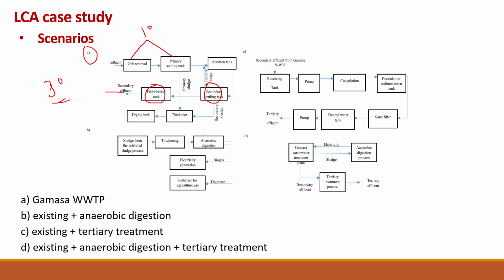Now the first scenario which they have given is they have integrated an anaerobic digestion process, and they are using the biogas which is produced from AD for electricity generation, and the digestate as fertilizer for agricultural use. Now in the third scenario, they have considered this tertiary treatment. They have integrated the tertiary treatment process, and in the fourth scenario, they have both the tertiary treatment process as well as the anaerobic digestion process. So in this way, people try to come up with different processes, and they try to compare the environmental performance.